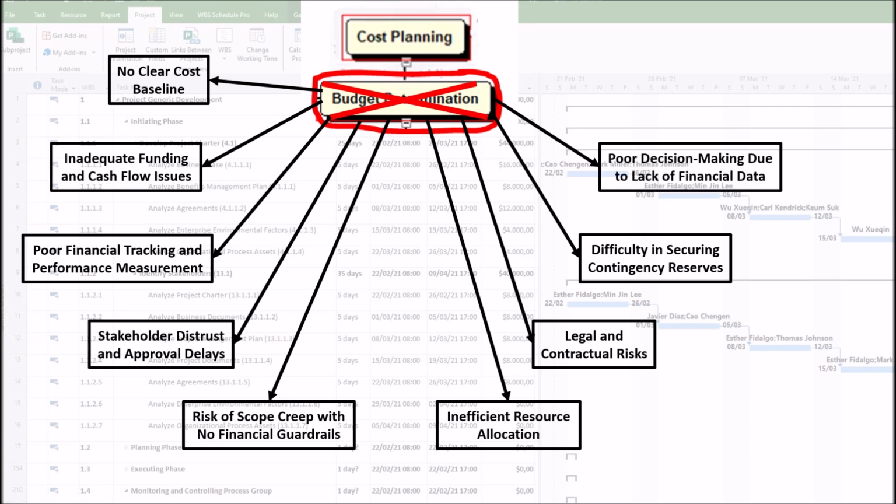9. Poor decision-making due to lack of financial data. Project managers cannot make informed choices, such as cost-cutting and reallocating funds, without budget insights. For example, a startup may burn through cash too quickly without a spending plan. 10. Audit and compliance failures. Many organizations require budget documentation for financial audits. Missing budgets can lead to regulatory penalties or loss of investor trust.